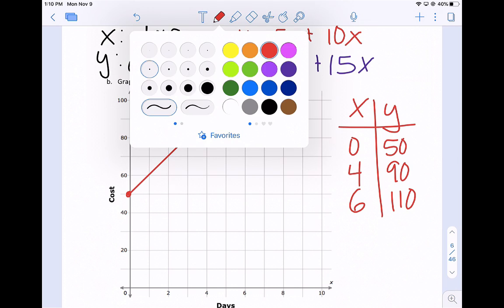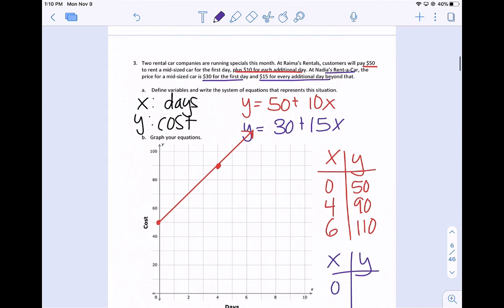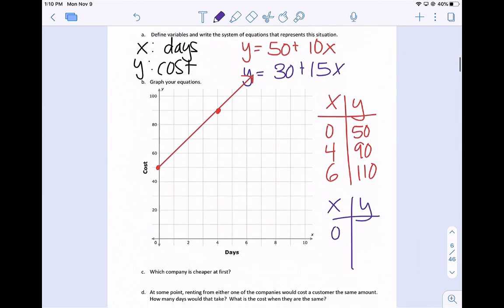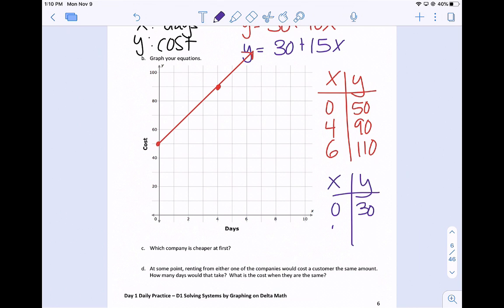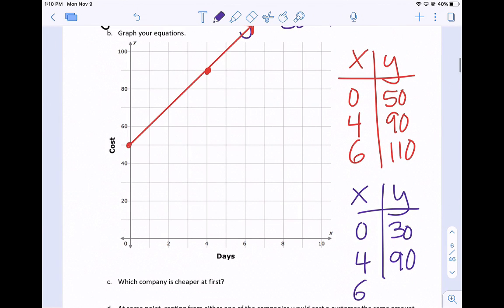Okay, so for Nadia, I'm going to do the same thing. I'll just use the same points. Okay, so for Nadia, she's $30, and then 0 and 6. Okay, 15 times 4, so is that 66? So this is 90. Oh, okay. So that 90, they're the same. Okay, so let me write this down. Okay, so 0, 30, and then 4, 90. This is when they're the same, and then Nadia's becomes cheaper.